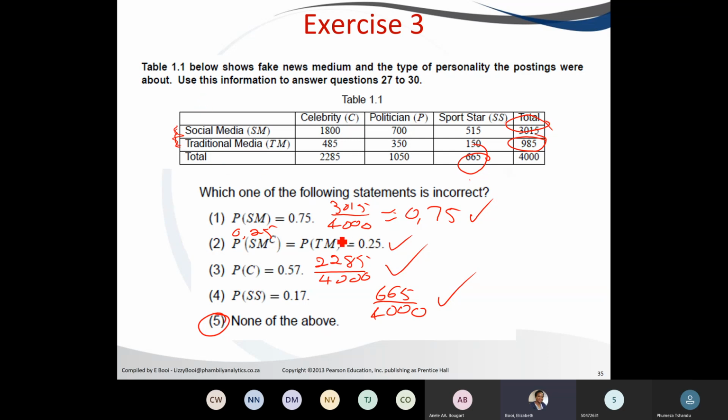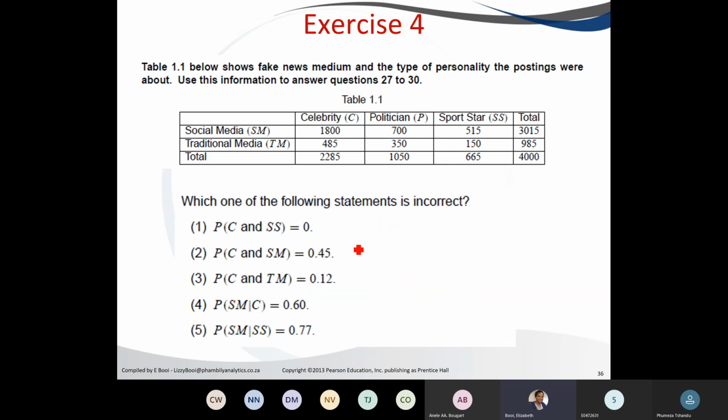In the next 5 minutes, try and see if you can answer the joint probability and the conditional probability.